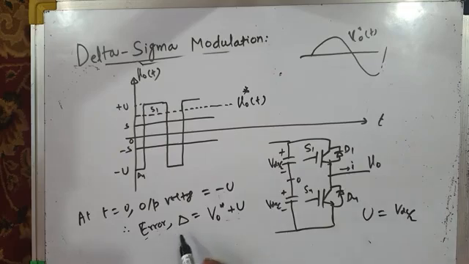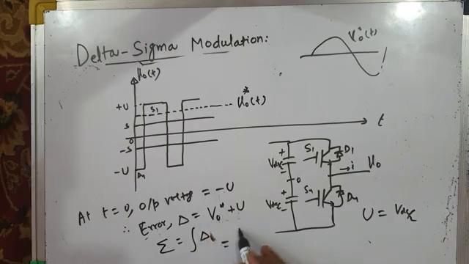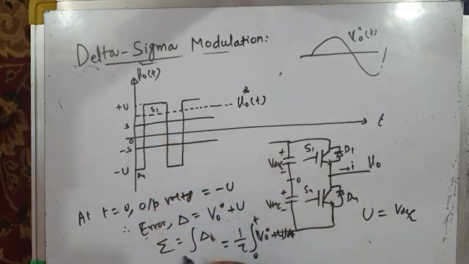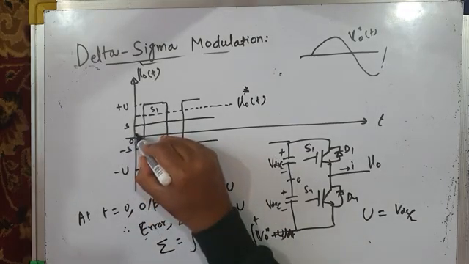And what will the integrating circuit do? The integrating circuit will integrate this error. That means 1 by tau integration of delta. What is delta? It is V naught star plus U, dt, 0 to t. So it will integrate this. And when it integrates this error, U is here VDC by 2, plus VDC by 2. When it integrates the error, the error will start rising. After integration, the error will start rising.